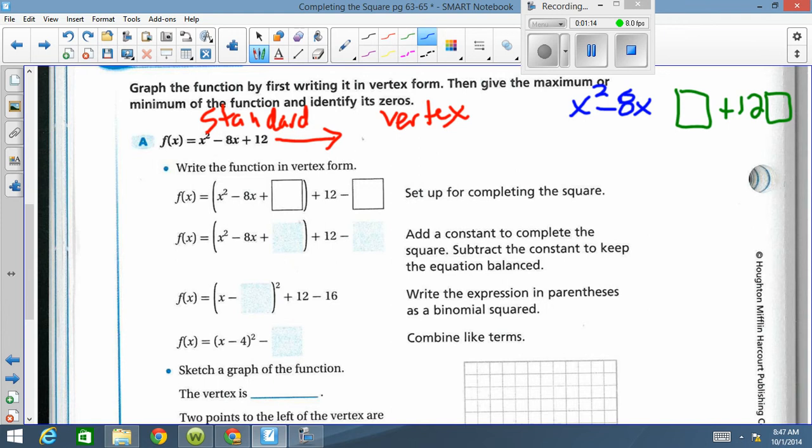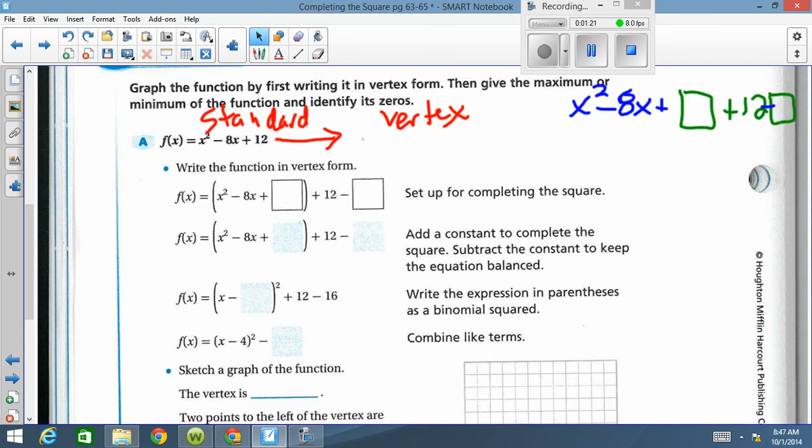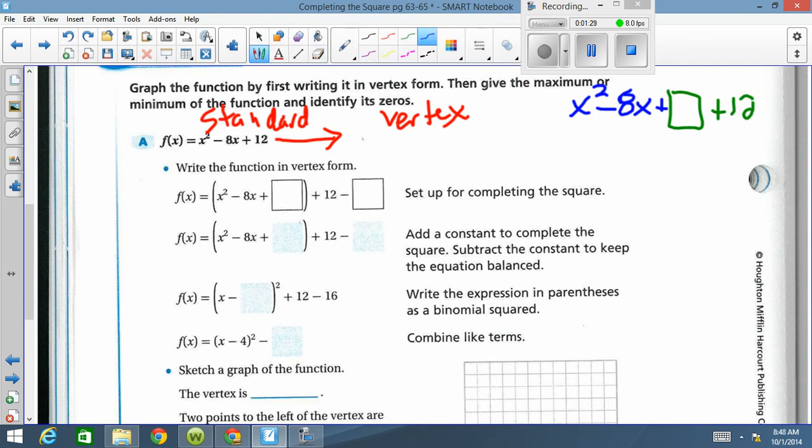Now I'm going to add one of them and subtract the other, knowing that I have to do that in order to maintain equality within my equation. I have to add one of them and subtract one of them because that's basically the same thing as adding 0. If I add 9 and subtract 9, it's like adding 0.